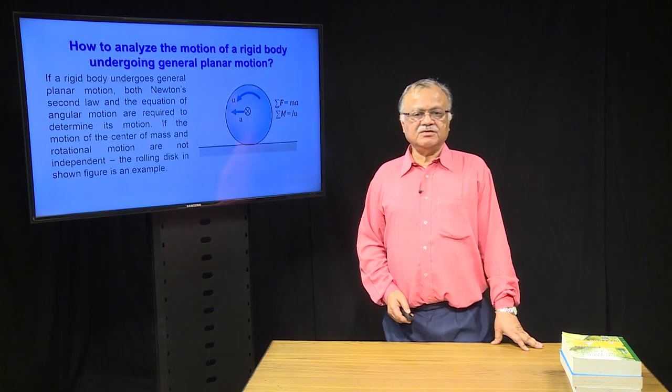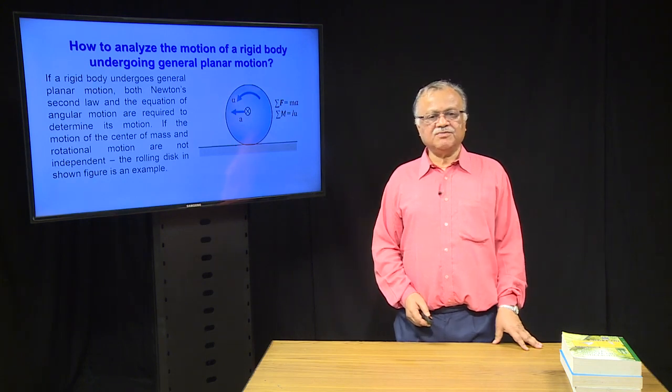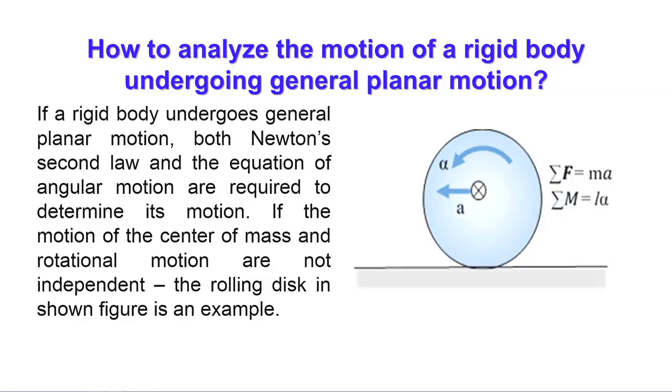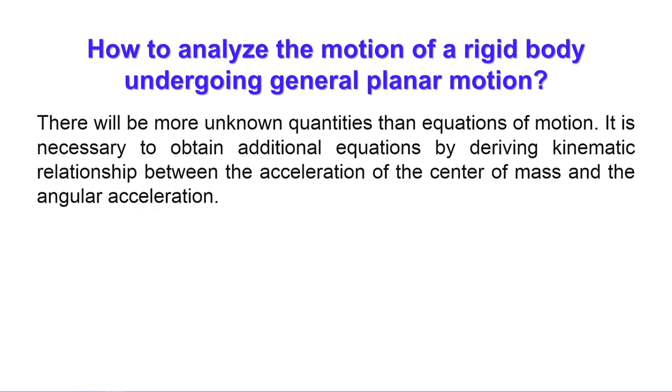Now, we are taking another case, where a rigid body undergoes general planar motion. Planar motion means here it is rotation and translation both. So, in this case we will use these two equations of motion, that is sigma F equals m a and sigma M equals I alpha. So, there will be more unknown quantities than equations, and so whatever we require, we have to use kinematic relationships.